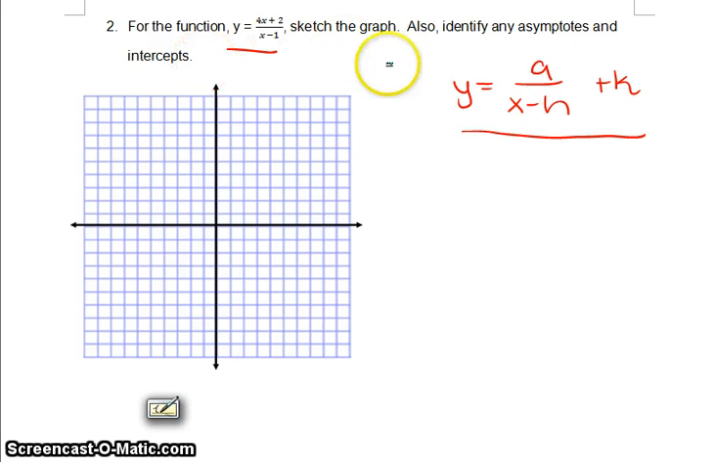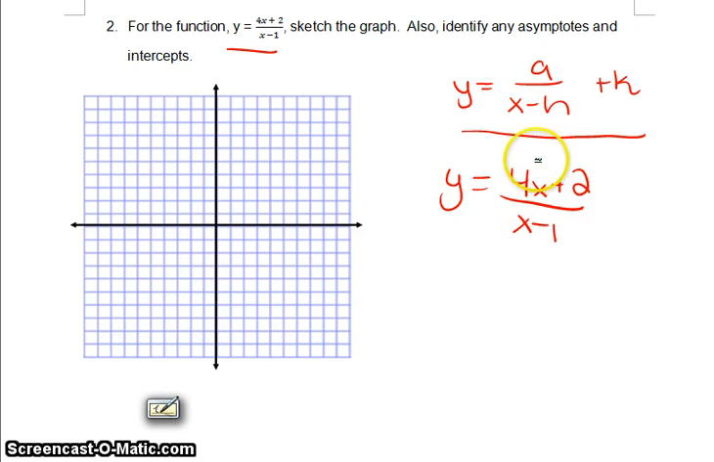So what we're going to do is manipulate our equation, or our little fraction there, and just keep in mind that every time we do this, it's still an equivalent form. We're just going to rewrite it. So I'm just going to rewrite y is equal to 4x plus 2, divided by x minus 1.